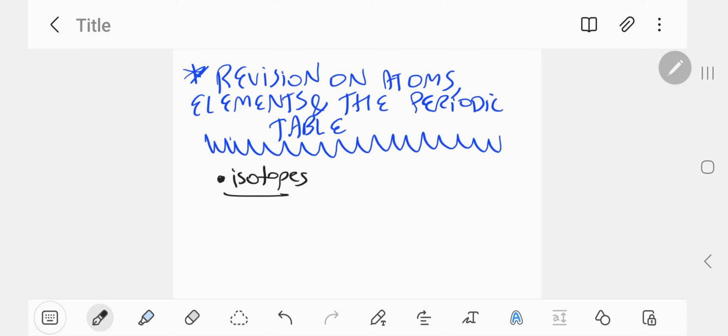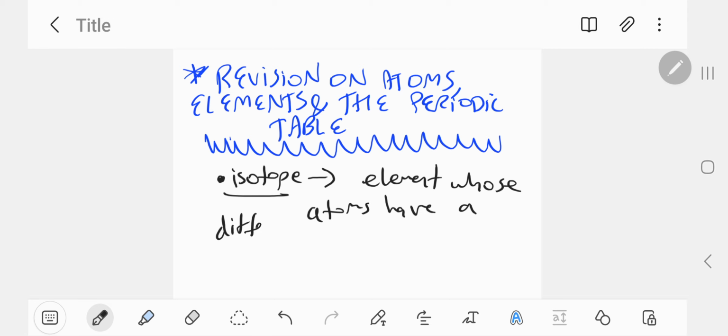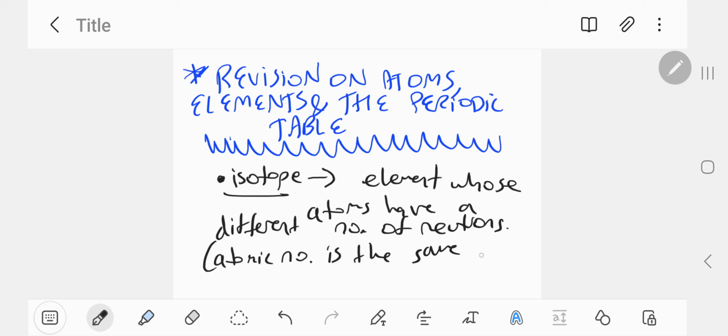Let's talk about isotopes. So an isotope is an element whose atoms have a different number of neutrons. So the same number of protons, same number of electrons, but just different numbers of neutrons. In other words, the atomic number is the same, but the atomic mass is different.